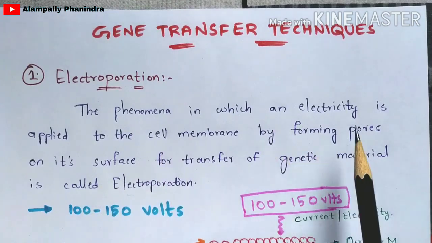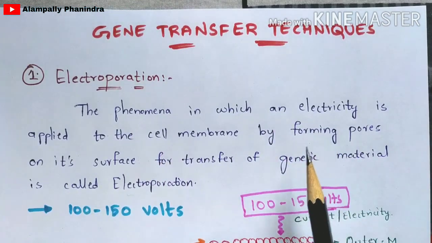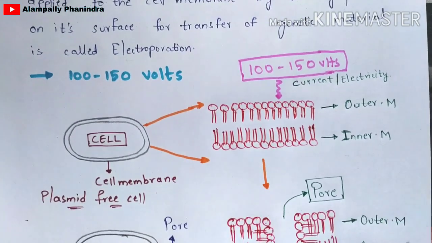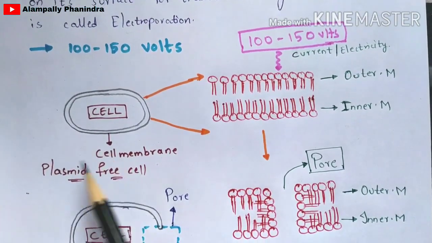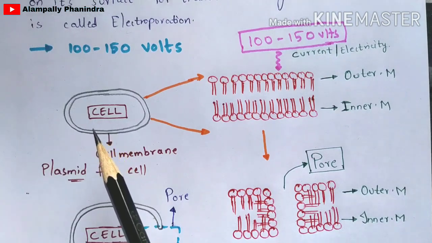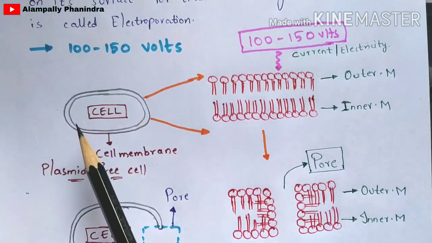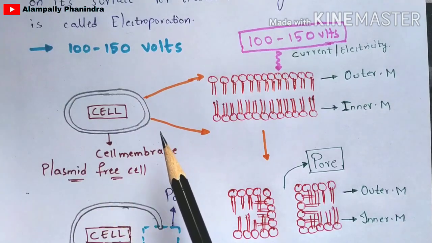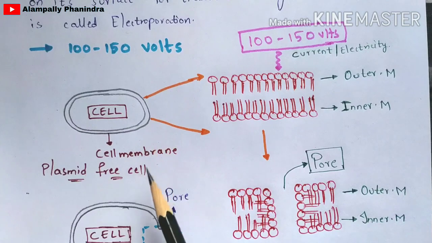I have said that electricity will be used to form a pore. The electricity applied is 100 to 150 volts of electric current, to form a pore on the cell membrane. Now let us see it in a diagrammatic manner. We are going to take a cell. This will be your cell, and we know that the cell is protected, or covered, by a cell membrane. We know that there are two layers in the cell membrane, the outer layer and the inner layer.